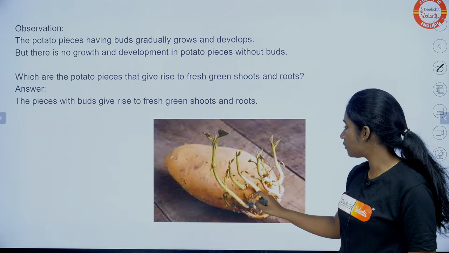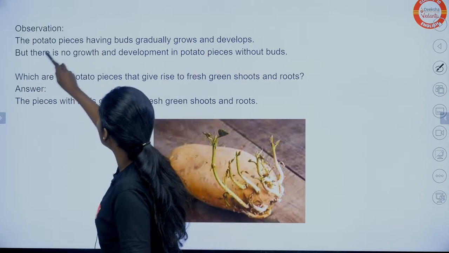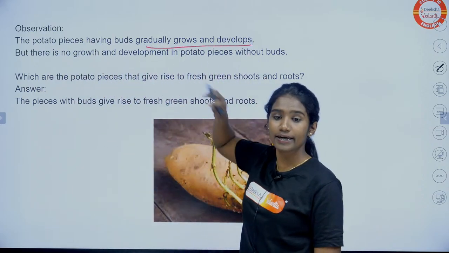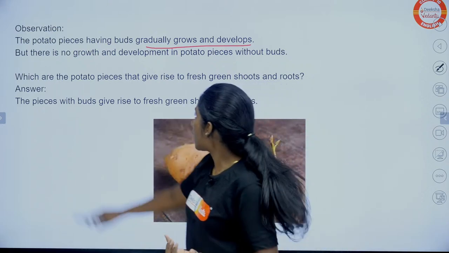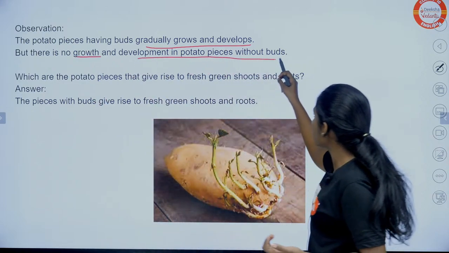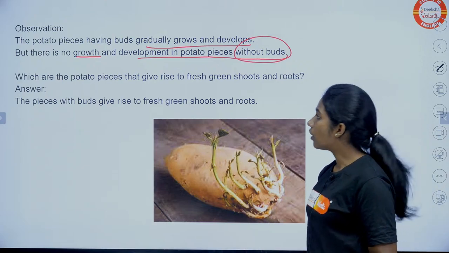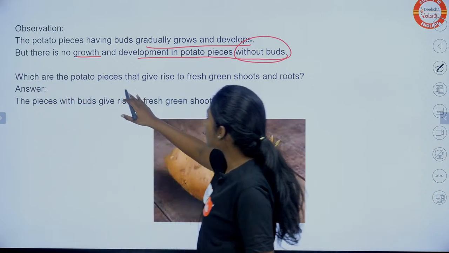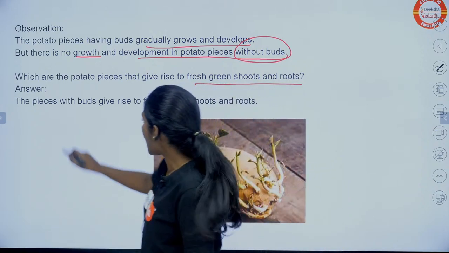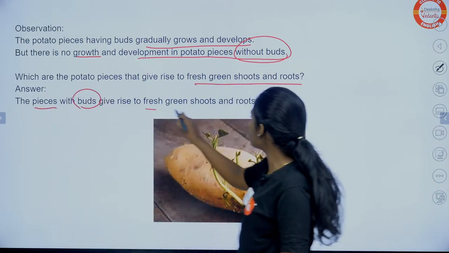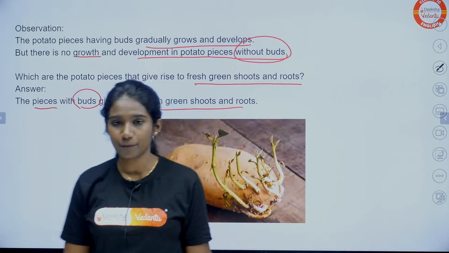You can see over here, those buds develop into shoots. The potato piece having buds gradually grows and develops if the proper condition is provided. But there is no growth and development in the potato pieces without a bud. If there is no bud, then there is no growth. So which are the potato pieces that give rise to fresh green shoots and roots? The answer is the pieces with the buds; they give rise to fresh green shoots and roots when the proper condition is provided.